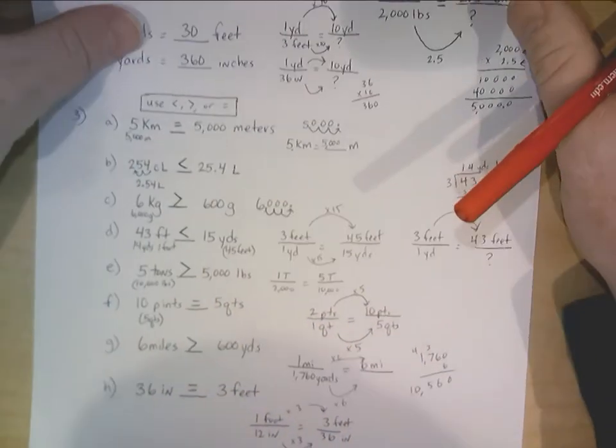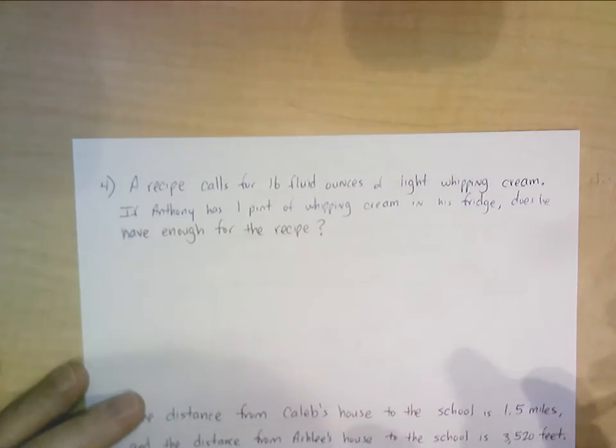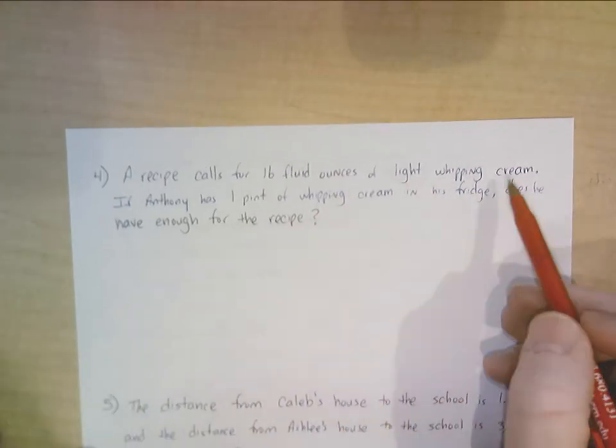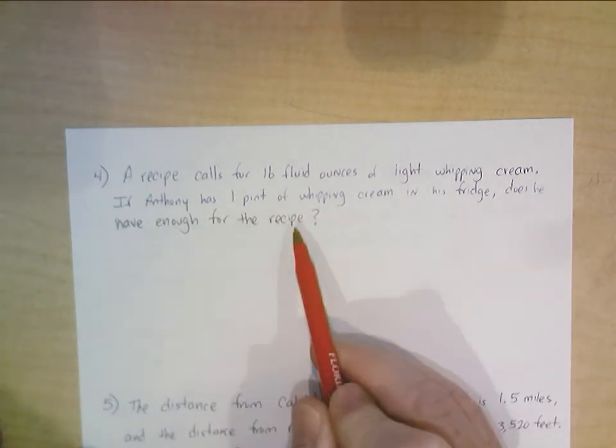All right, closing up our last 2 problems. Number 4, a recipe calls for 16 fluid ounces of light whipping cream. If Anthony has 1 pint of whipping cream in his fridge, does he have enough for the recipe?